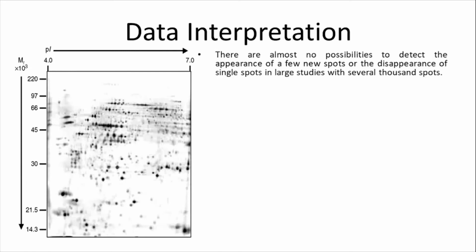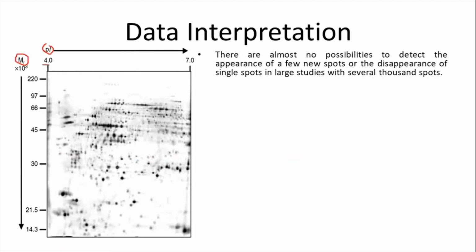There is almost no possibility to detect the appearance of a few new spots, or some proteins disappearing, in a single large gel, even though it contains several thousands of spots. We can never compare manually, because it contains thousands of spots. This is the PI gradient based separation, and this is the direction of SDS-PAGE. This is PI. This is relative molecular mass.